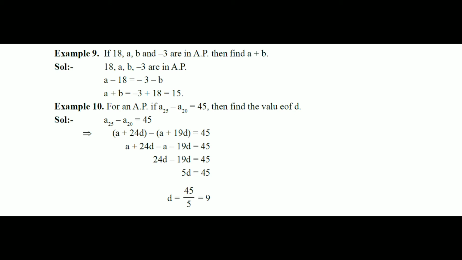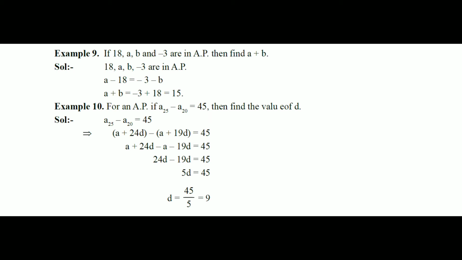Yes, exactly. It is the general term formula an equals a plus n minus 1 into d. And in the present question the n will be 25 and 20 turn by turn. So let us start the solution. We will write a25 minus a20 equal to 45 as given in the question.